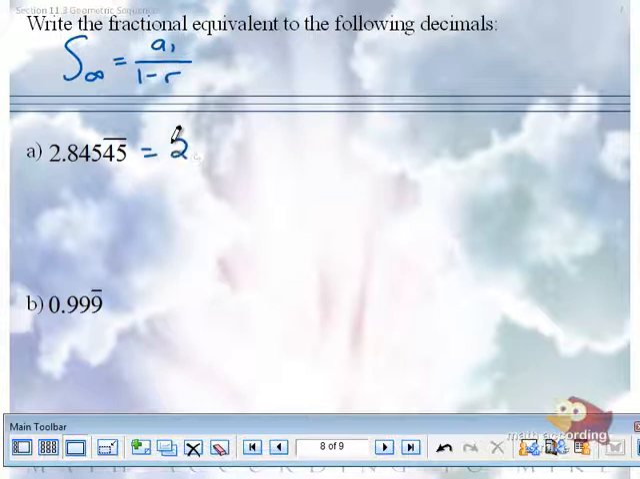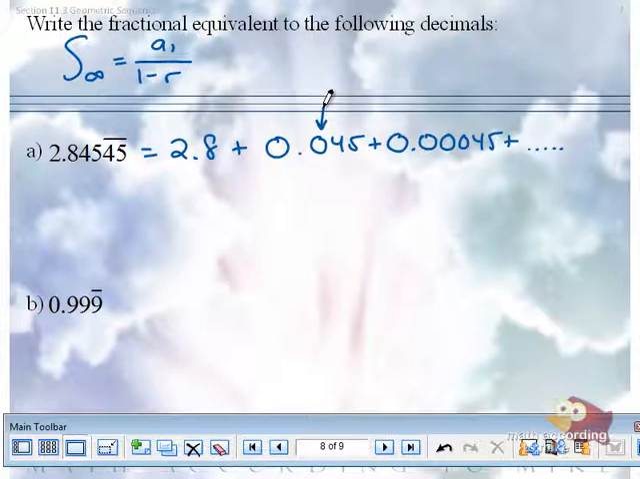So this is really 2.8 plus 0.045 plus 0.00045 plus so on and so forth. Notice we have gaps for the 0 because the 8 here took up the tens place, and the 0.45 took up these three places. That's why we have the placeholder of the zeros going on there.